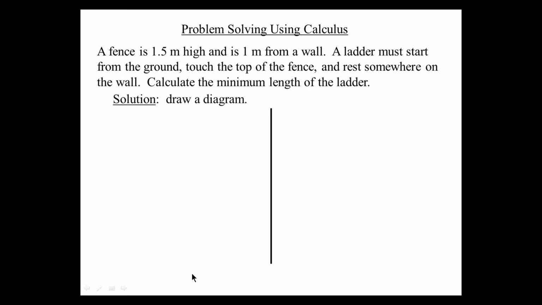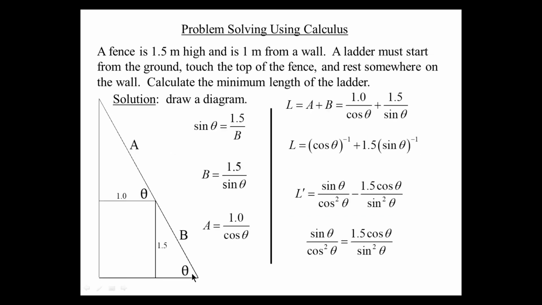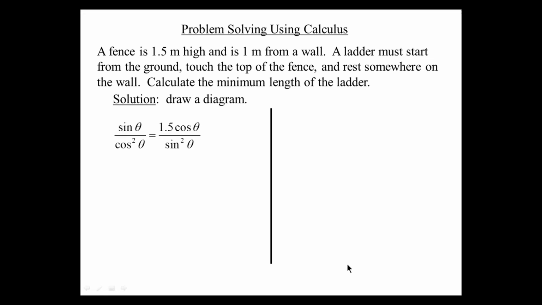Let's go backwards. What did I do here? I was priming. I set the derivative equal to 0. I dragged this across, made it positive. Then I cross multiplied, but I did that on the next slide here. Cross multiplied, got this.